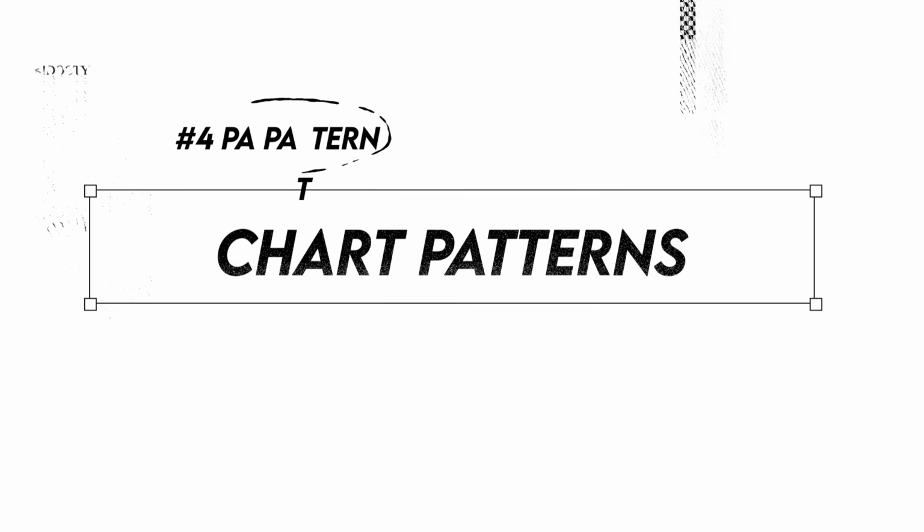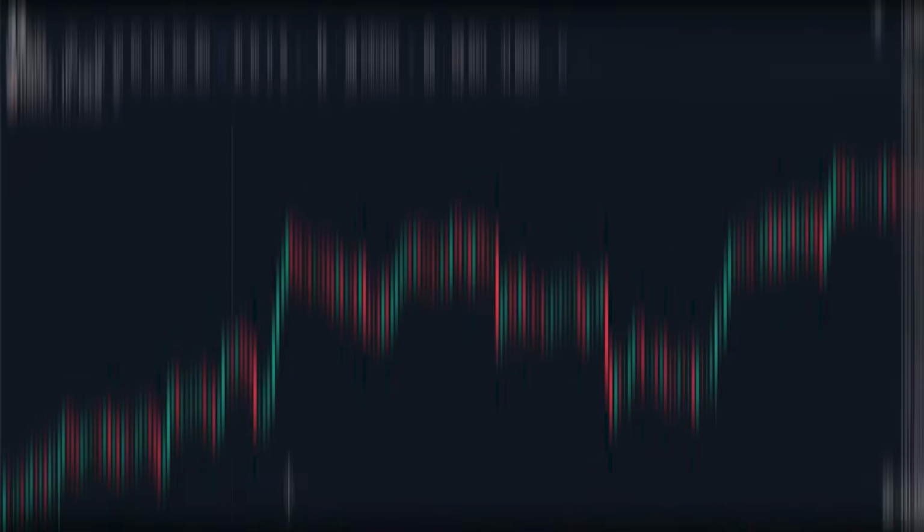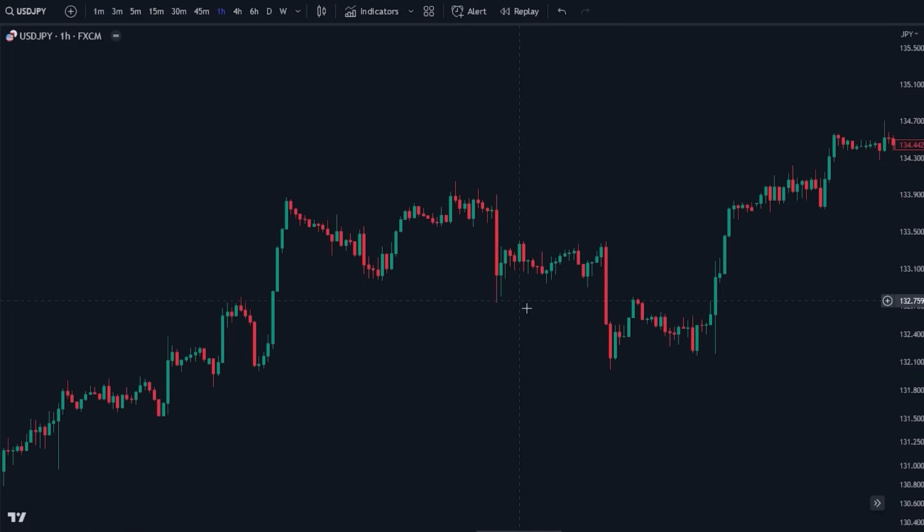The fourth price action concept we'll be taking a look at is chart patterns. Chart patterns are specific formations that appear on price charts and can provide valuable insights into future price movements. Let's first add the indicator to the chart.